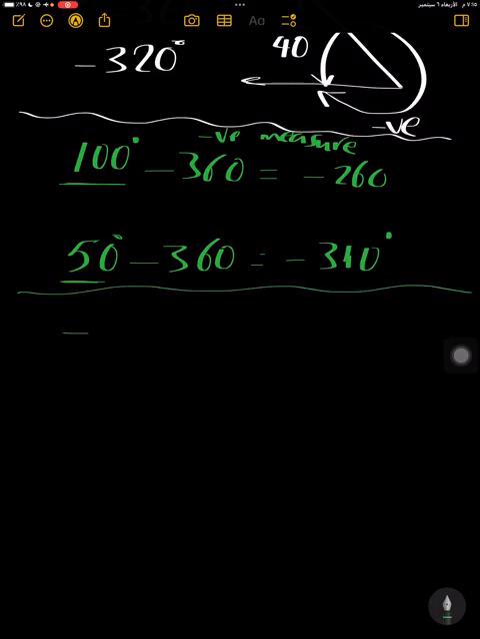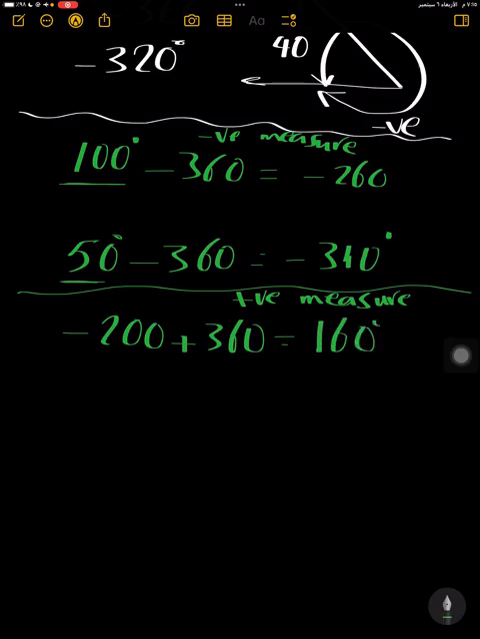Another example, we have an angle of measure negative 200 and we want to find the positive measure of this directed angle. I said before, to find the positive measure of a directed angle, we make this angle plus 360. It will be 160. Also, we have an angle of measure negative 300. We want to find its positive measure. We make negative 300 plus 360. It will be 60 degrees.